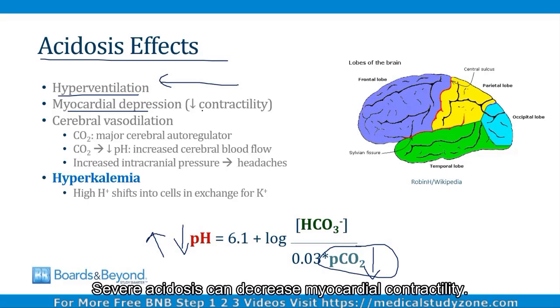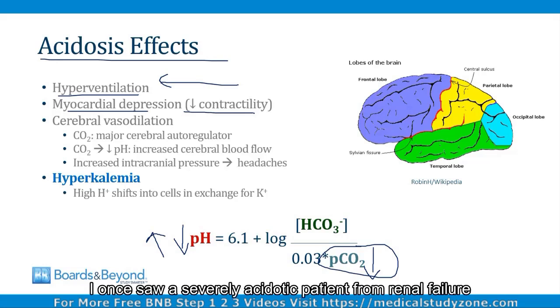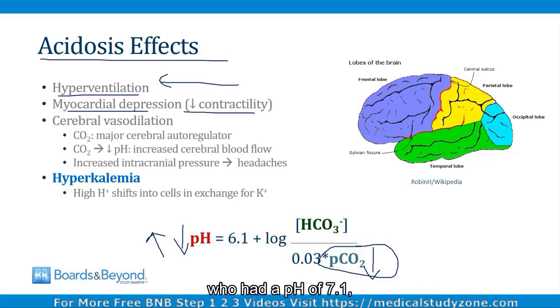Another effect of acidosis is myocardial depression. Severe acidosis can decrease myocardial contractility. I once saw a severely acidotic patient from renal failure who had a pH of 7.1. That patient had such a low cardiac output that they were in shock. It wasn't a problem with their heart. The entire problem was the acidosis affecting the myocardial contractility.